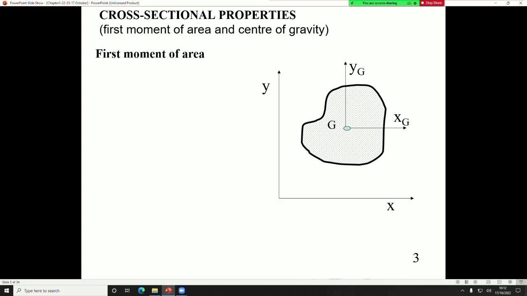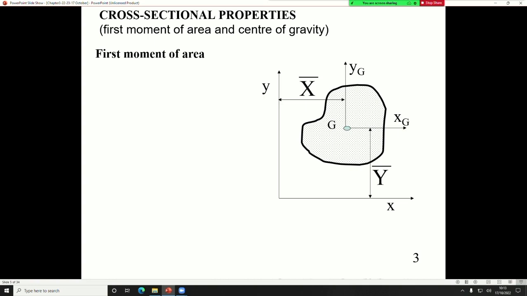Now, little x, little y, the global coordinate system XY, is located at a distance from the center of gravity. So the centroid of the section has the coordinates x bar and y bar with respect to this global coordinate system. Based on the definition we had, it doesn't matter if the section is rectangular, circular, or irregular. If we have these two coordinates, we should be able to find the first moment of area of this section with respect to any axis.